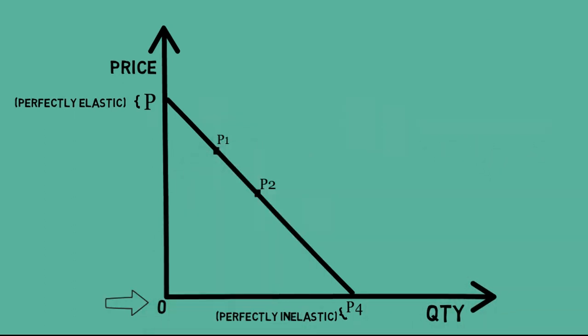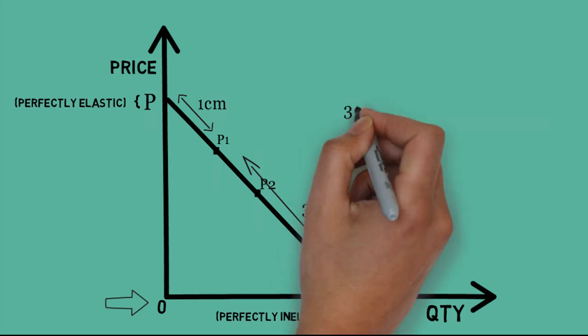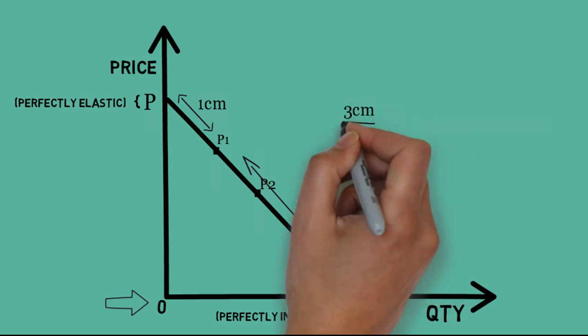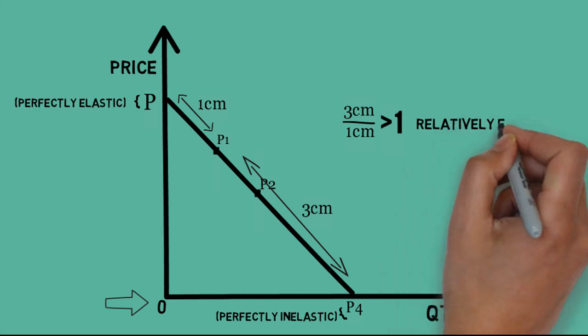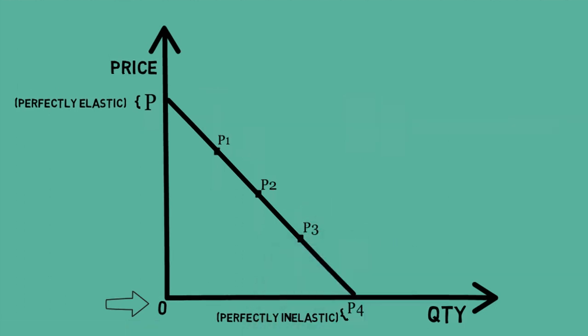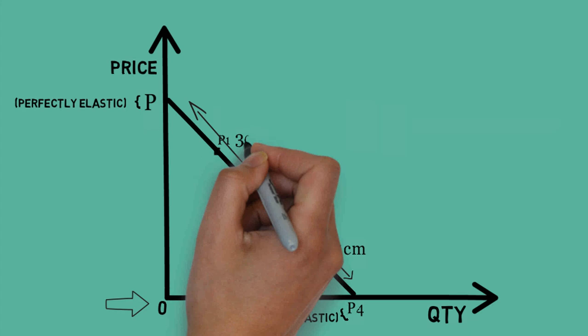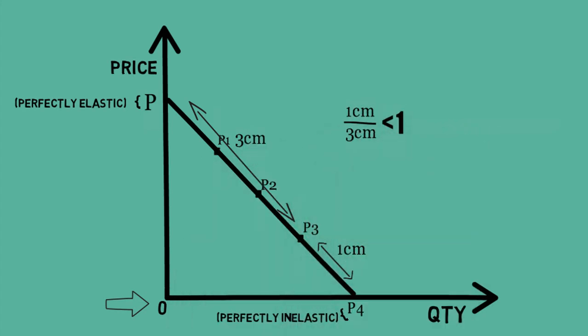Now let's take another point, say P1, such that the lower segment is 3 cm and the upper segment is 1 cm, and apply the formula lower segment divided by the upper segment. You get the answer as 3, and 3 is more than 1. This means that at point P1, the demand is relatively elastic. Similarly, take point P3 now and apply the formula, and you will get an answer which is less than 1. Hence, at point P3, we have a relatively inelastic demand.